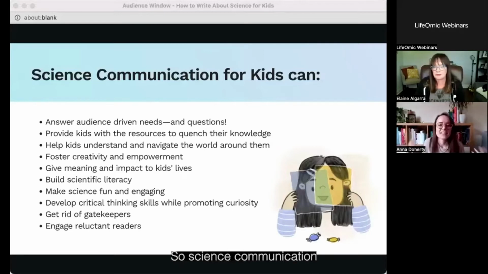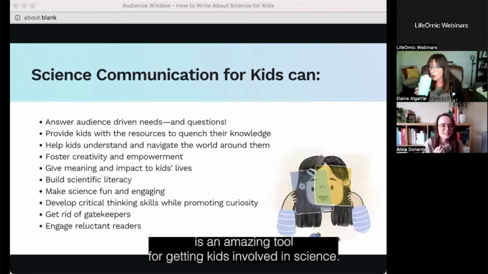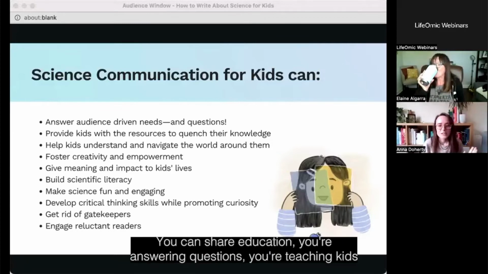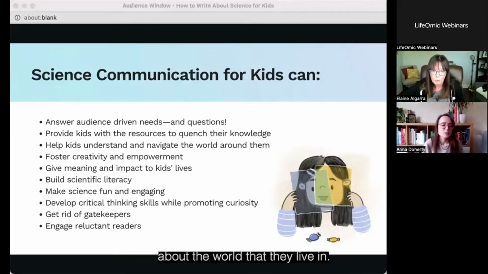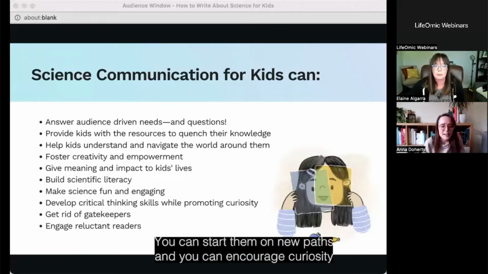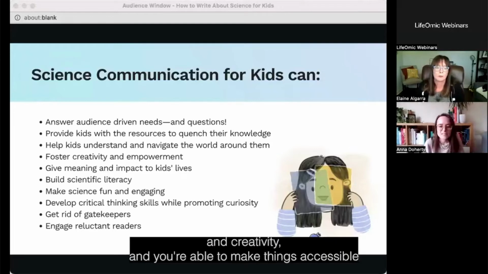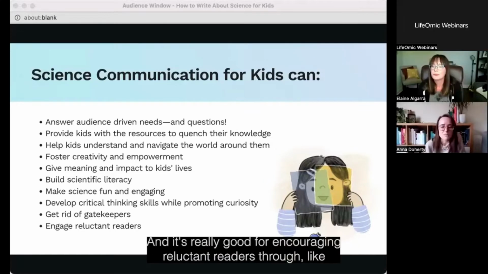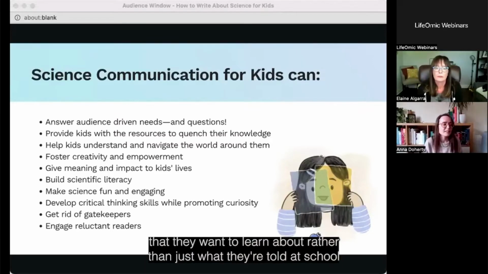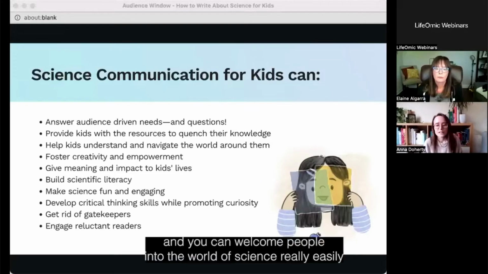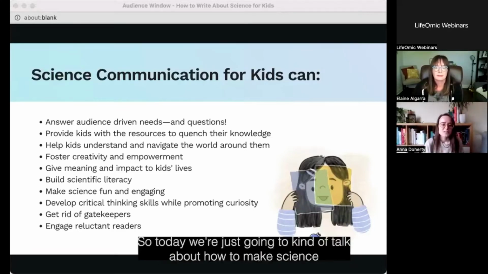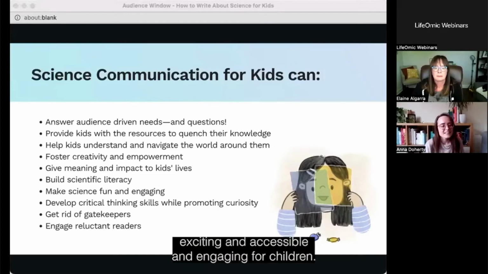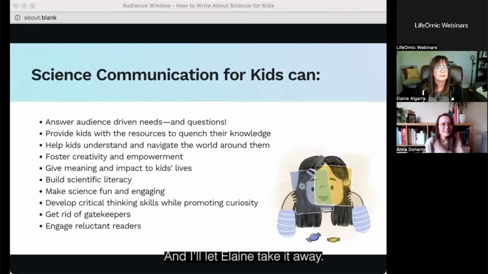So science communication is an amazing tool for getting kids involved in science and in reading. It can do so much. You can share education, you're answering questions, you're teaching kids about the world that they live in. You can start them on new paths, you can encourage curiosity and creativity, and you're able to make things accessible that people might not usually come across. It's really good for encouraging reluctant readers through bite-sized pieces of information or something that they want to learn about rather than just what they're told at school. And you can welcome people into the world of science really easily through science communication for kids. So today we're going to talk about how to make science exciting, accessible and engaging for children. And I'll let Elaine take it away.